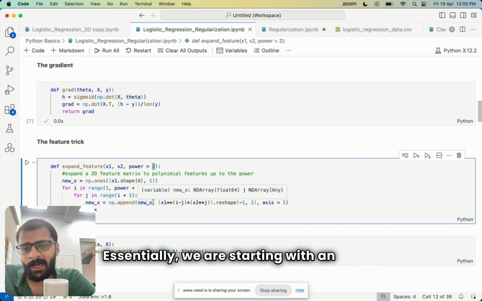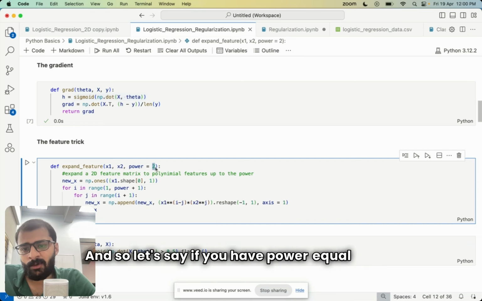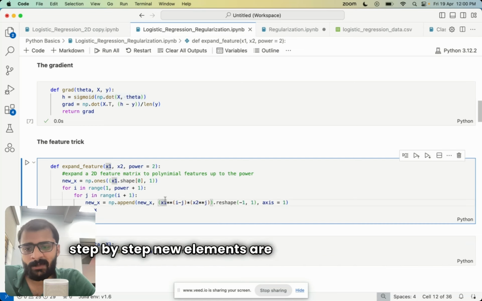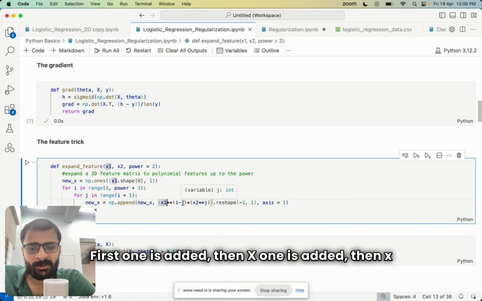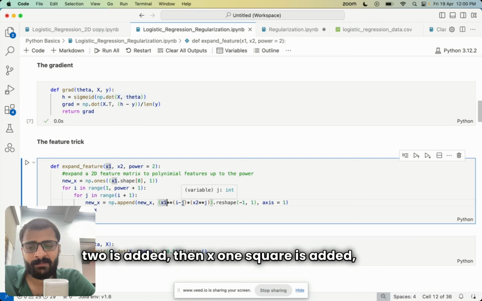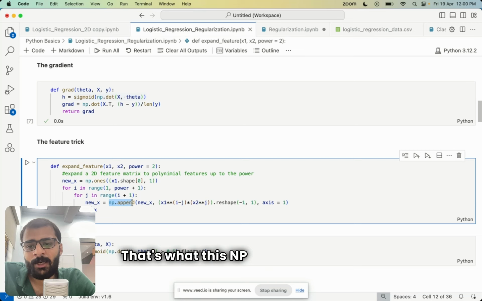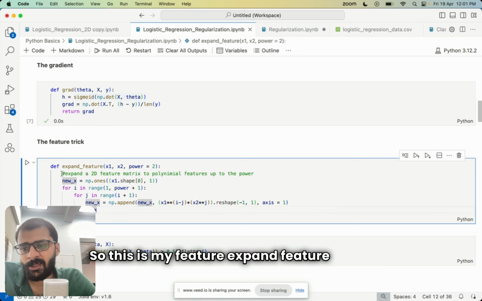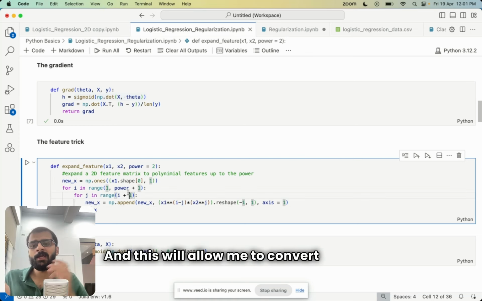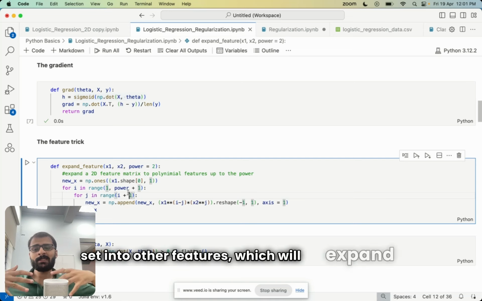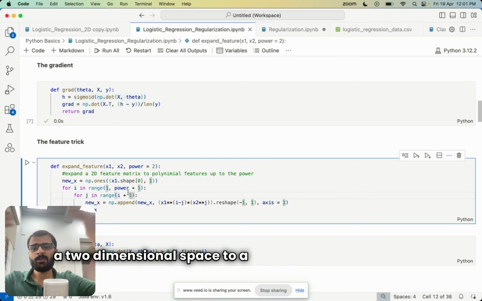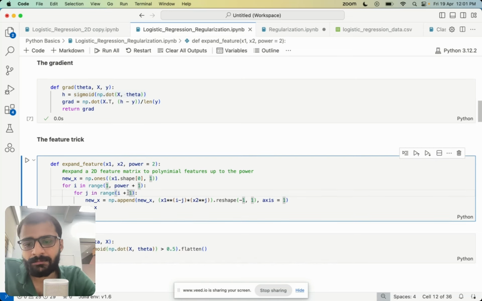Essentially, we are starting with an array, and let's say you have power equal to 2, step by step new elements are being added into the array. First 1 is added, then x1 is added, then x2 is added, then x1 square is added, then x2 square is added, then x1 x2 is added. That's what this np.append is doing. So this is my expand feature function, and this will allow me to convert my data set into other features, which will expand it from a two dimensional space to a higher dimensional space.